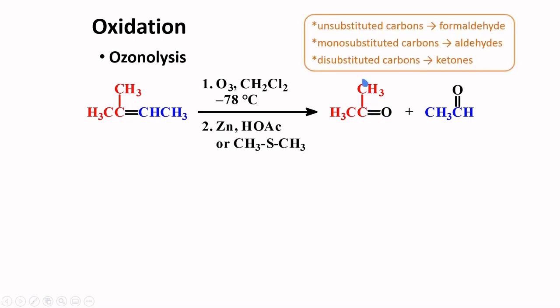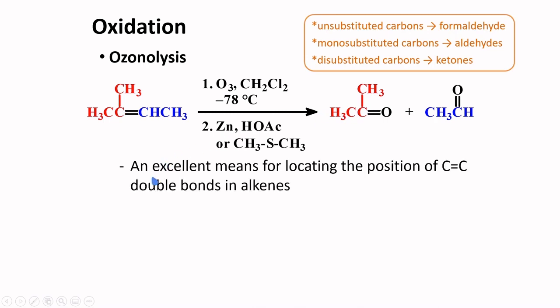In ozonolysis, an unsubstituted carbon forms formaldehyde. A monosubstituted carbon forms an aldehyde, such as this case. This carbon contains only one substitution. A disubstituted carbon forms a ketone, such as this one. It is an excellent means for locating the position of the C=C double bond in alkenes.